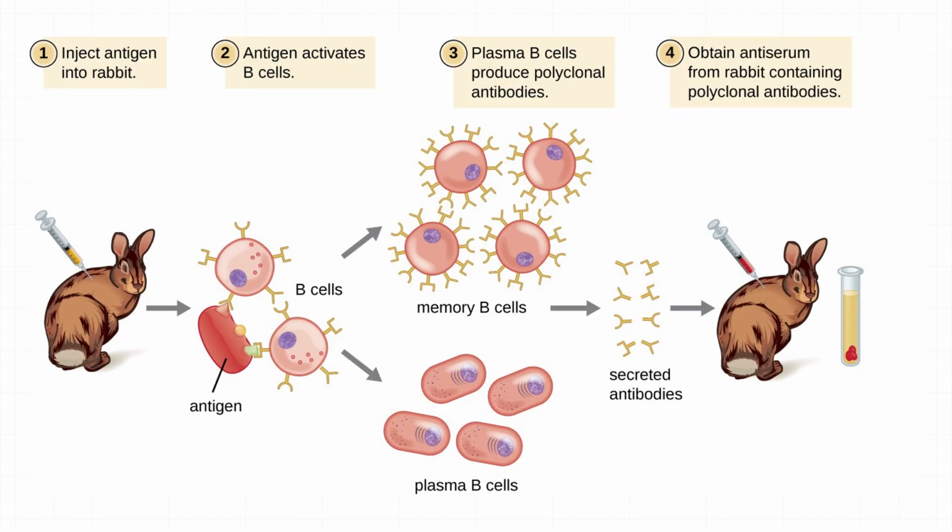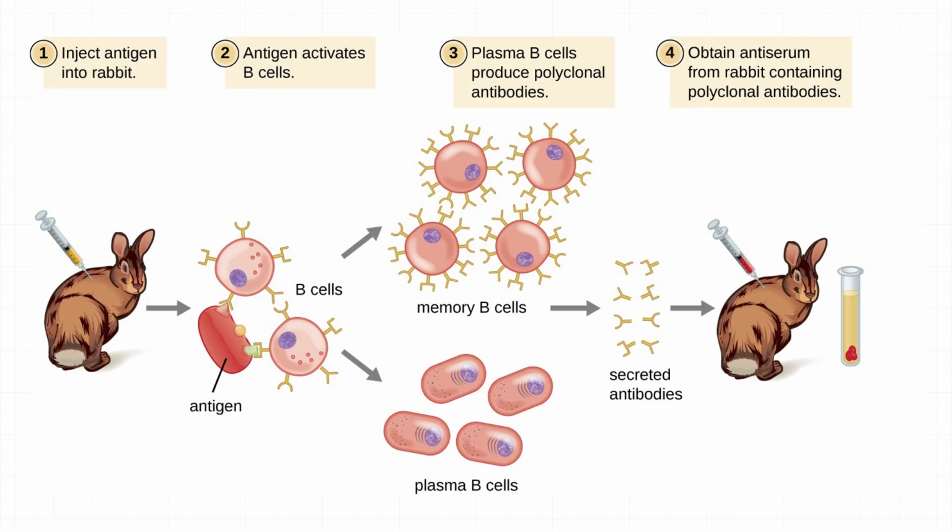So after the rabbit has been immunized and has mounted a robust antibody response, typically confirmed by checking antibody titers in a small test bleed, we proceed to collect the anti-serum. Blood is drawn from the rabbit, typically from the ear vein or by cardiac puncture, and allowed to clot.